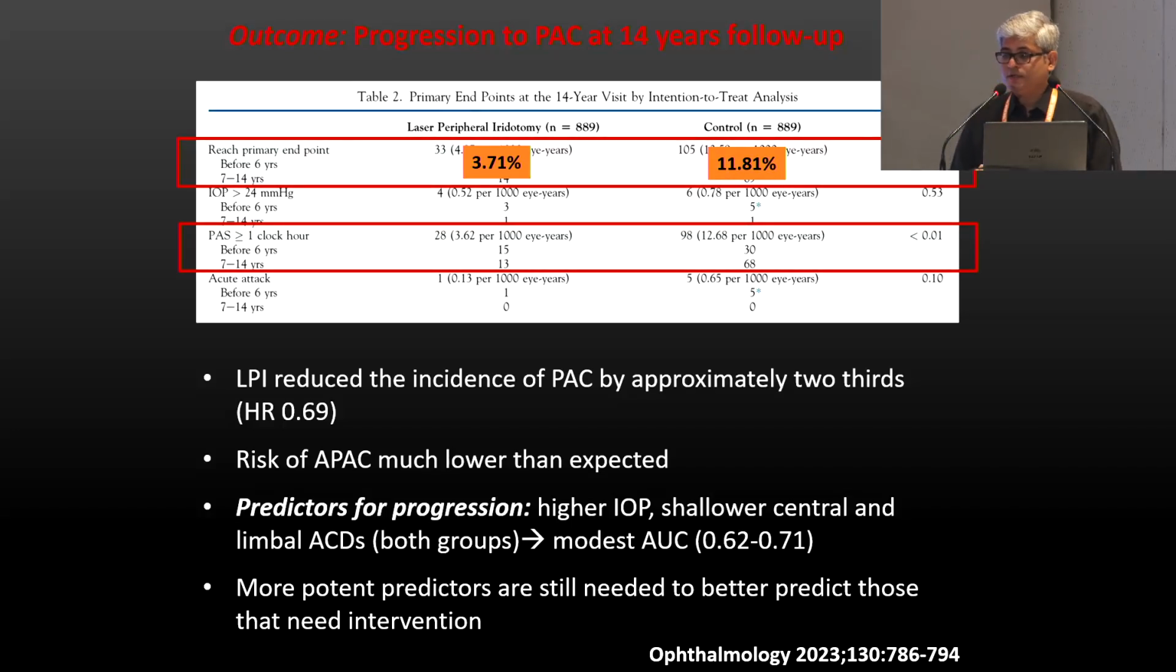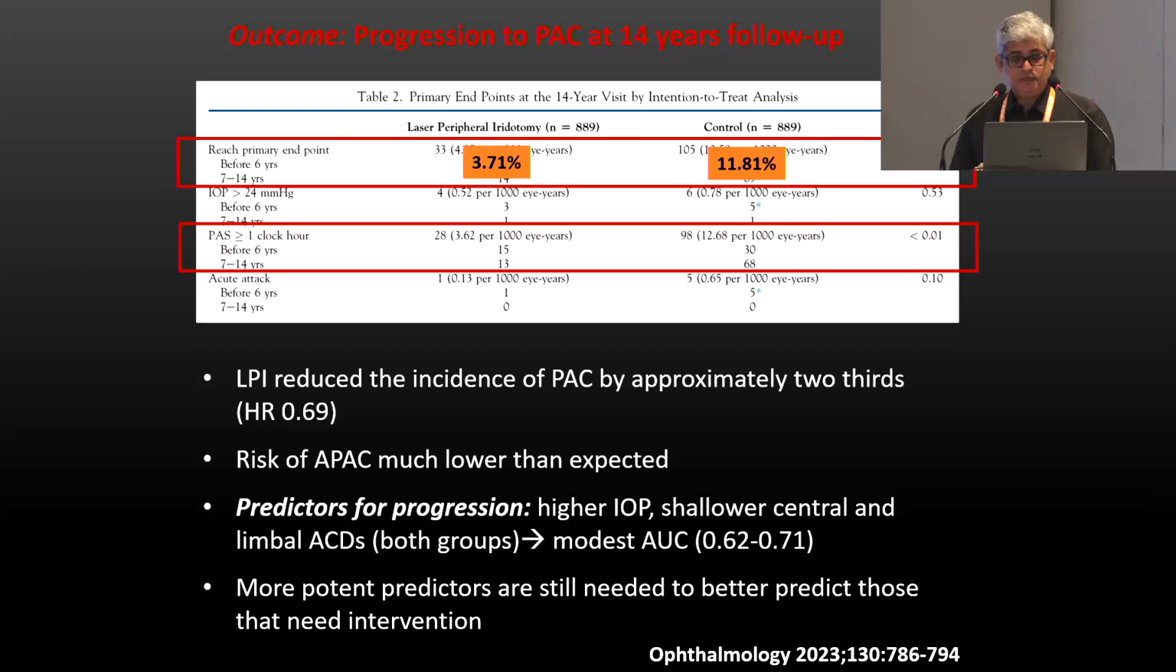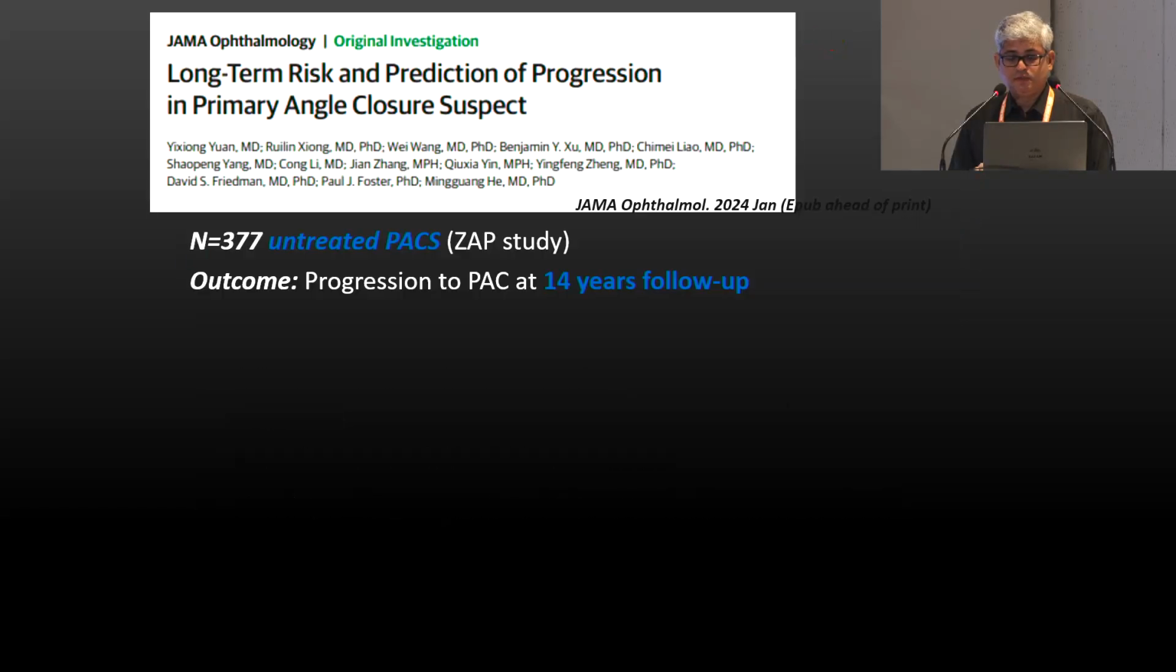They did not use an intent-to-treat analysis to look at the 14 years. So obviously the hazard ratio was 0.69. LPI reduced the incidence, and so probably the NNT would have been much less at 14 years. Predictors, again, were higher IOP, and shallow central and limbal anterior chamber depth. So there are no more potent predictors. The AUC was only 0.62 to 0.71 with those risk factors.